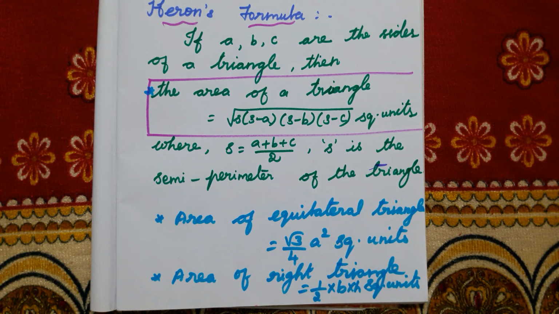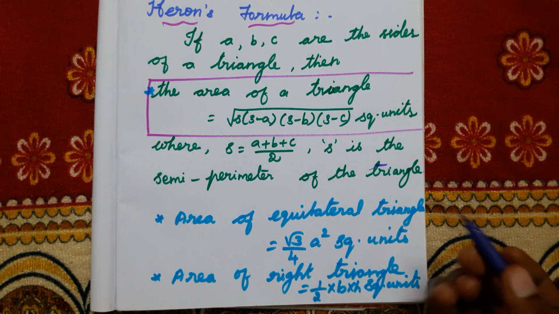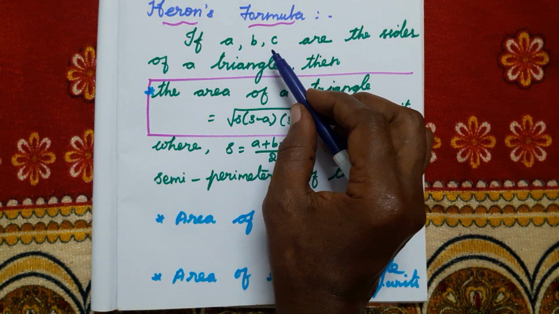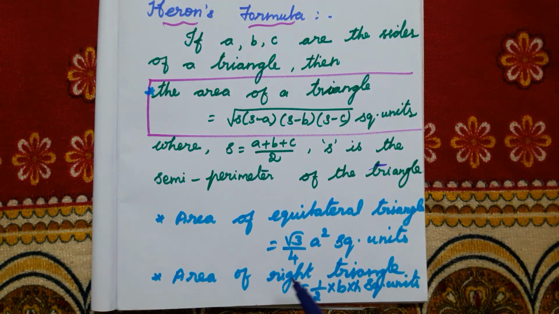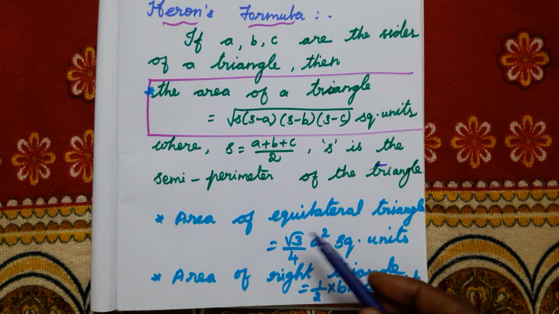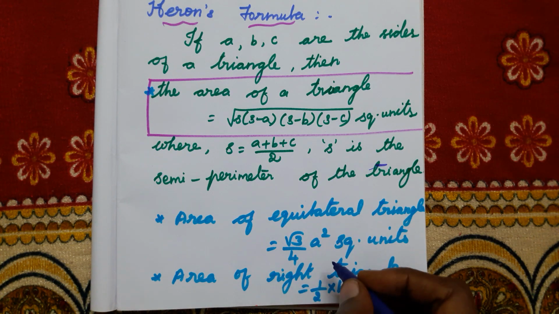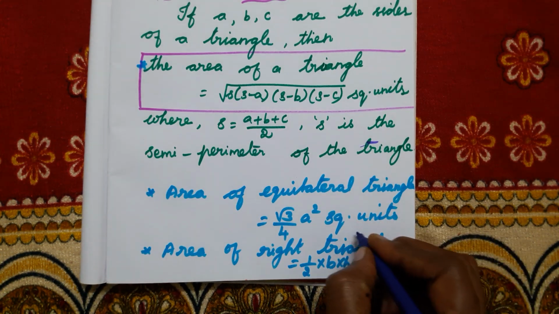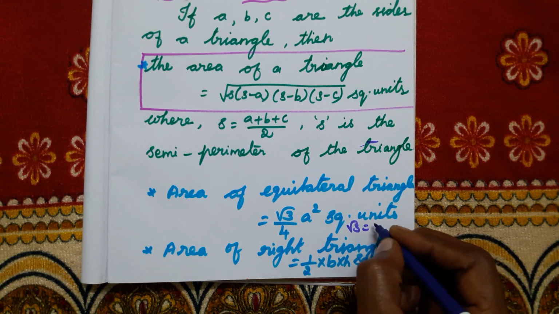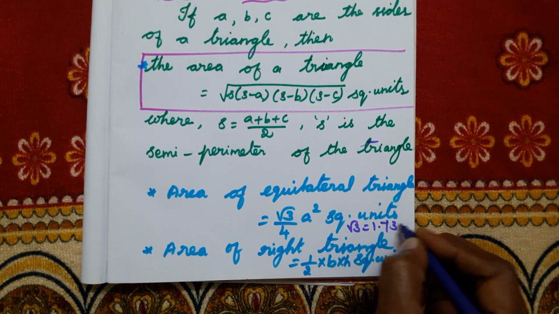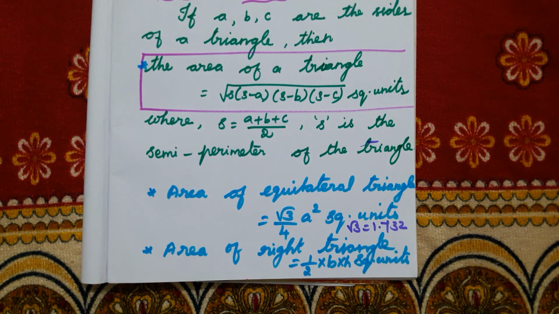Now, first, area of equilateral triangle. The same formula we can use, otherwise a separate formula is also there. Area of equilateral triangle is equal to root 3 by 4 A square. Here root 3 is equal to 1.732. Have you all understood?